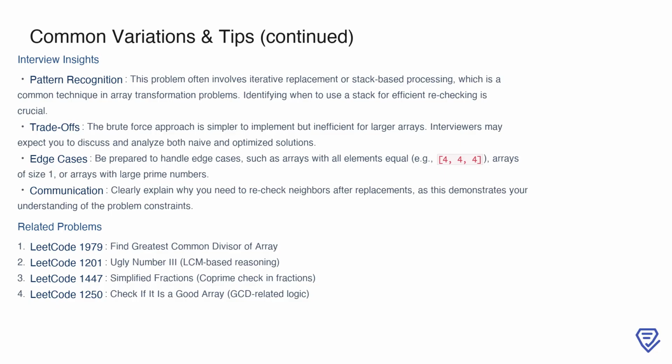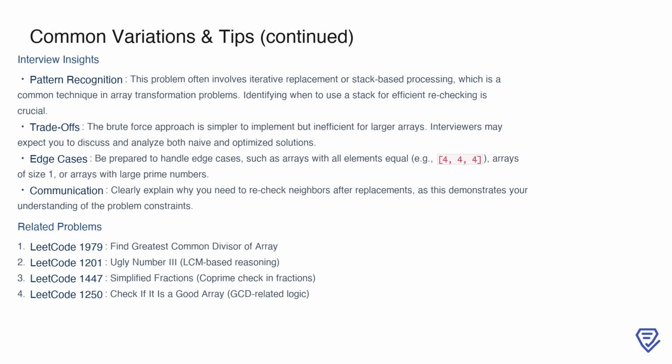Be sure to address edge cases as well, like arrays where all elements are the same, arrays of size 1, or arrays containing very large prime numbers. Communication is also important. Clearly explaining why rechecking neighbors after replacements is necessary demonstrates your understanding of the problem constraints. You can also connect this problem to related ones, such as LeetCode 1979 for finding the greatest common divisor of an array, or LeetCode 1201, where reasoning about the LCM plays a central role. Problems like LeetCode 1447 and LeetCode 1250, which involve coprime checks and GCD-based logic, are also great to explore for further practice.